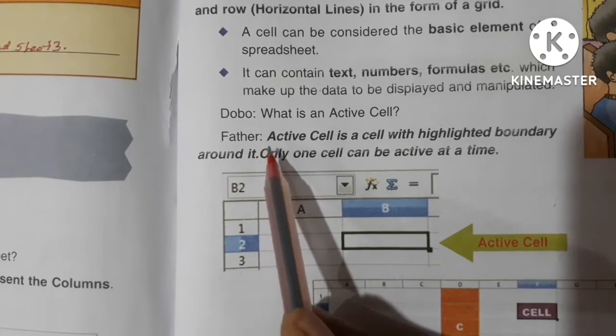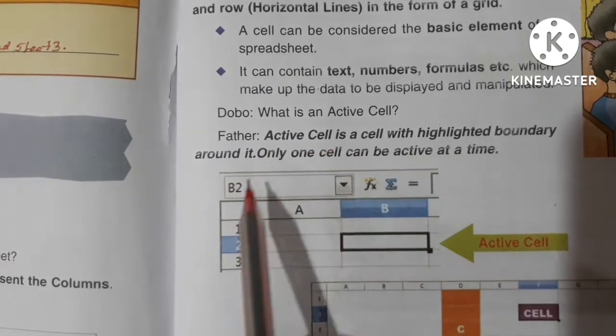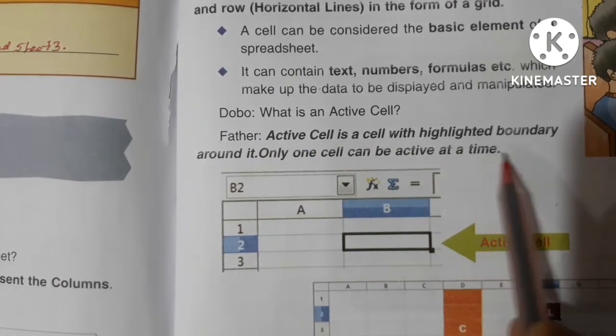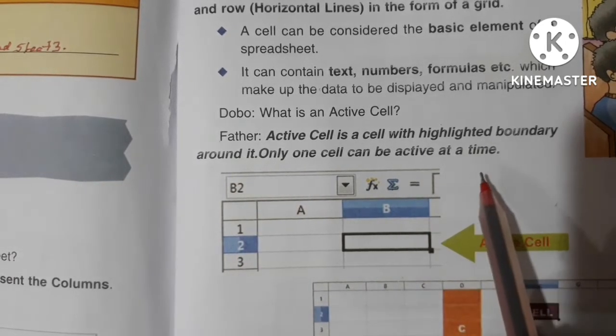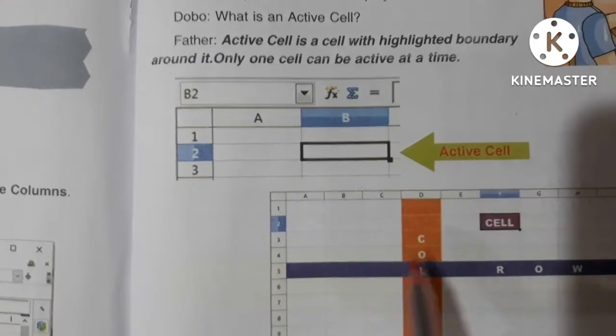It can contain text, numbers, formulas, etc., which make up the data to be displayed and manipulated. What is an active cell? An active cell is a cell with a highlighted boundary. Only one cell can be active at a time.